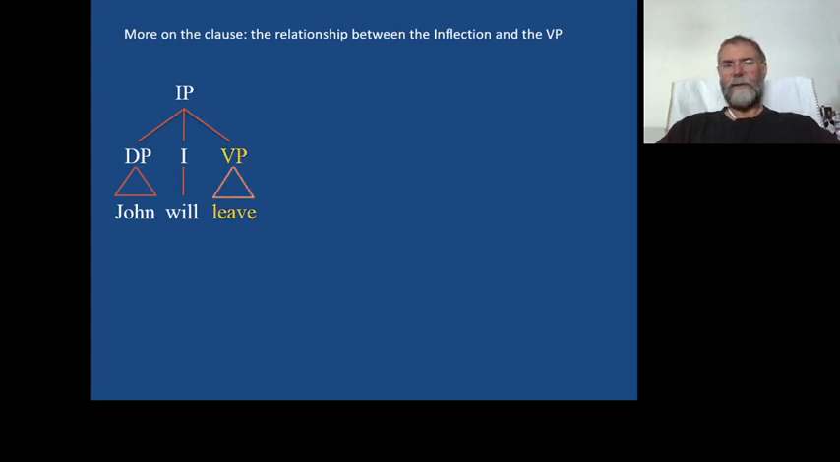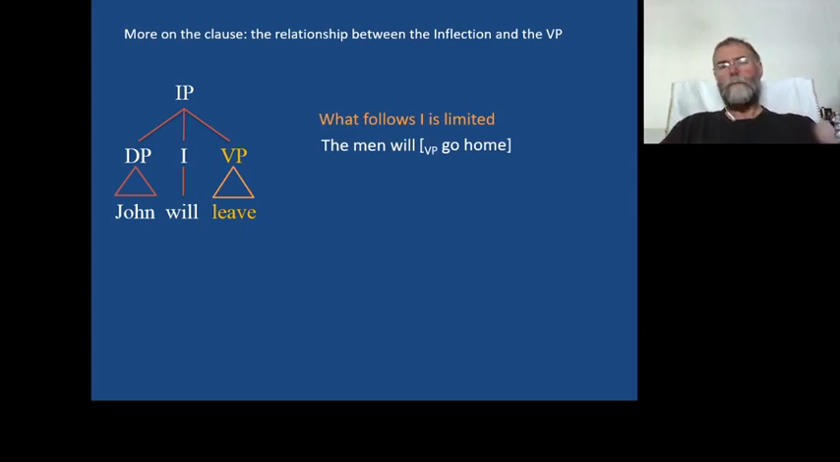So we'll concentrate on the VP and the inflectional element. Now, it turns out that whatever you can get following an inflection is extremely limited. Essentially, you can get a VP in that position. So, the men will go home. Go home is a VP. It can follow an inflection.